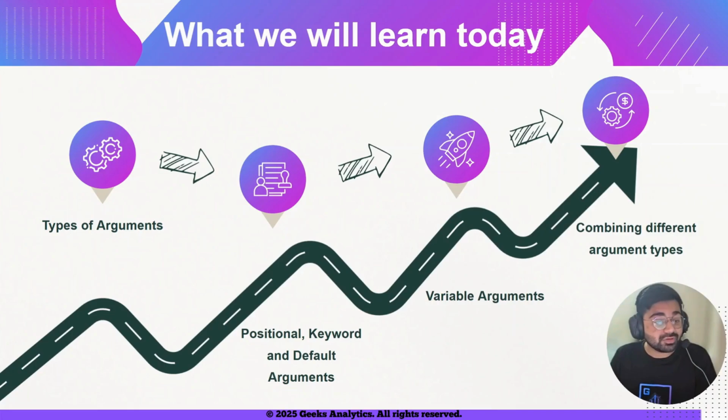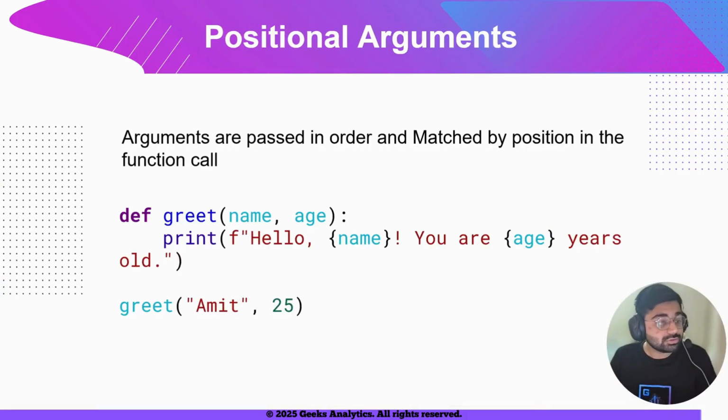We'll see positional arguments, keyword arguments. The default arguments, which we already saw, is also a type of argument, and we'll finally be seeing what are called variable arguments, like args and kwargs. So first of all, talking about the positional arguments.